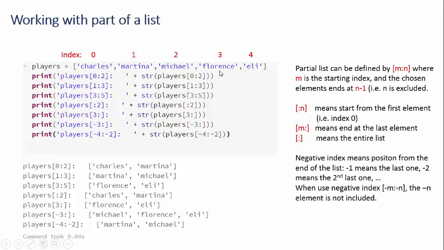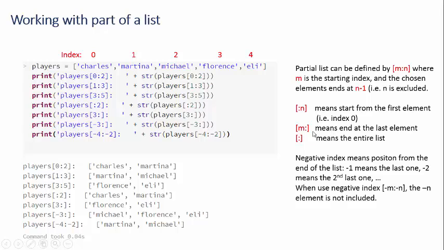That's Florence and Eli. So those are the 3 to 5, those two names will show up. And sometimes if we only include the colon and another integer, this partial list actually starts from the first element, with index 0.